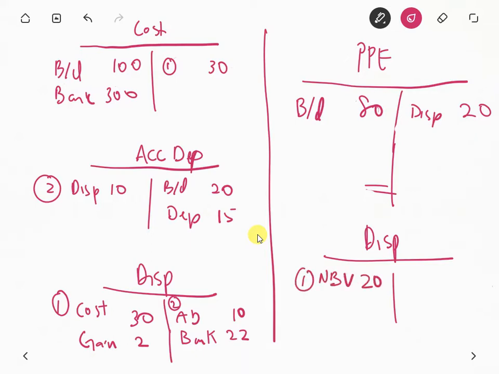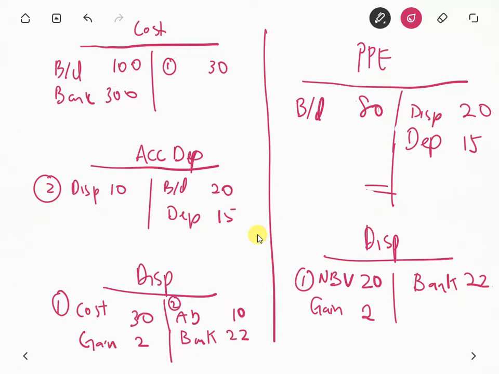20. Understand? I sell it for how much? I sell it for 22. So I make a gain of 2. Did I depreciate during the year? 15. So where should I put the 15? Combine together, we put it here. This is my net book value. If I depreciate, the net book value will reduce. Therefore, I credit. When I dispose of an asset, I will credit to reduce the net book value.